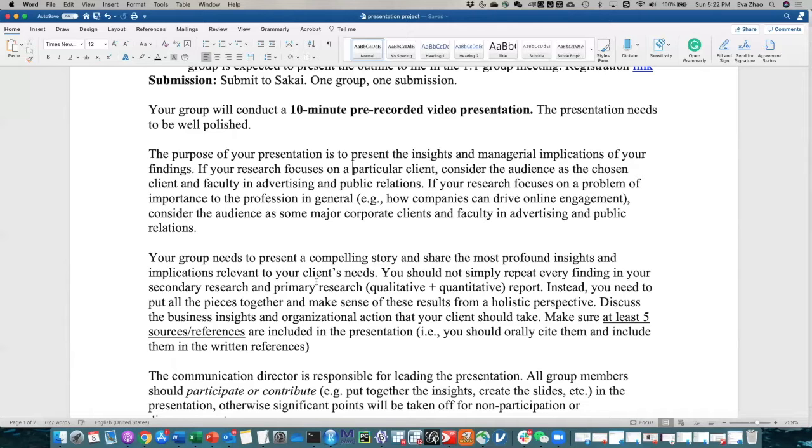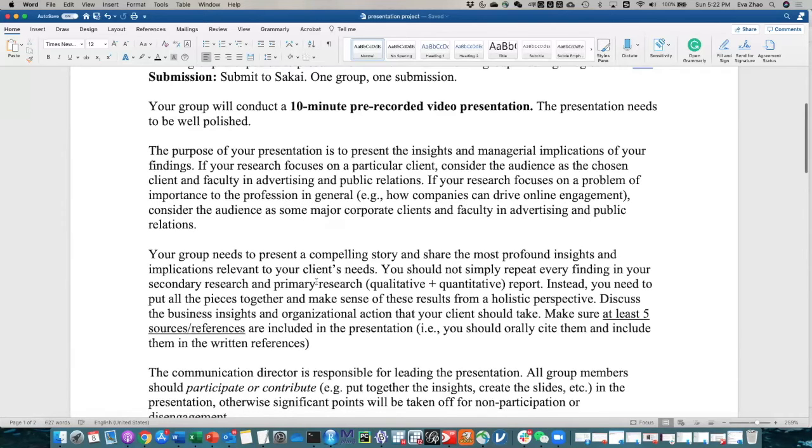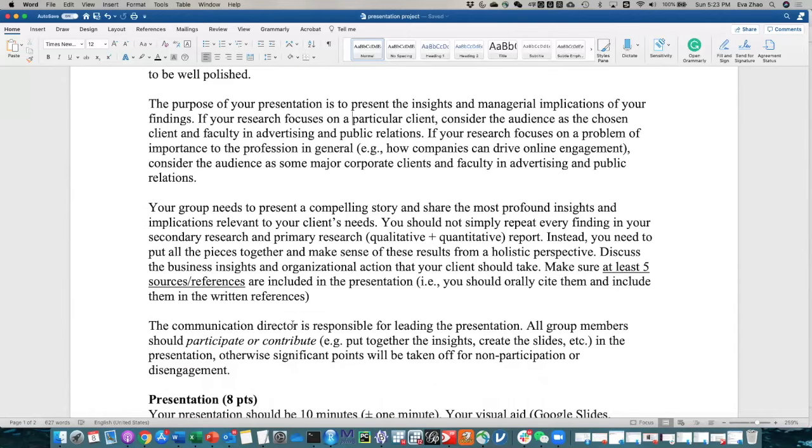However, if you find the whole presentation just repeats what has been reported in the past, then probably you have some issues. You want to focus on the business insights and organizational action that your client should take in this presentation. Make sure you have at least 5 sources and references in the presentation, meaning that you should both orally cite them and include them in the written references.